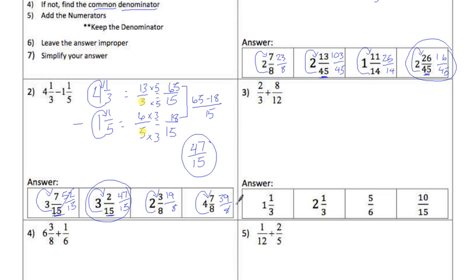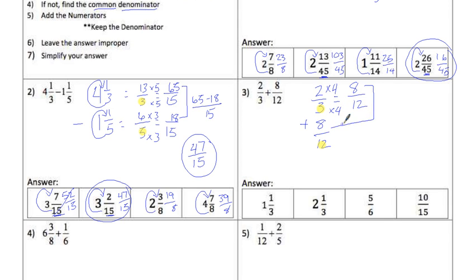And then I want you to do number 3 on your own. So pause the video, do number 3. If we look at number 3, add, subtract, stack, and rack. So we have 2/3 plus 8 over 12. We don't have any mixed numbers, but we do need to look at the denominators, which are 3 and 12. 3 is a factor of 12, so I only need to change this one. 3 times 4 is 12. 2 times 4 is 8.